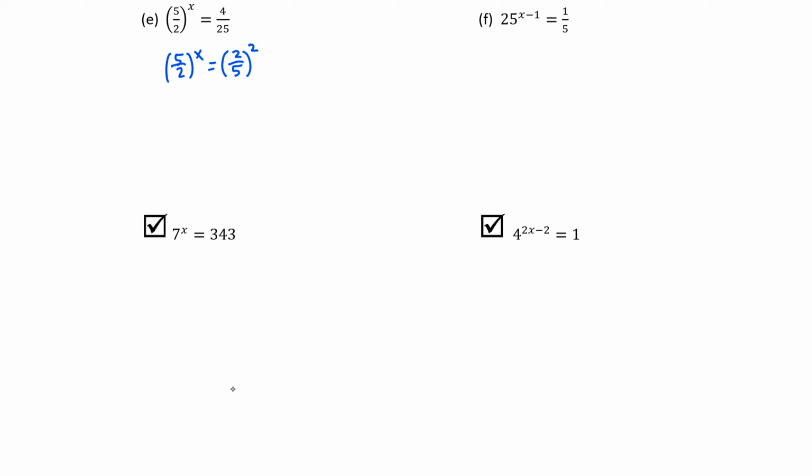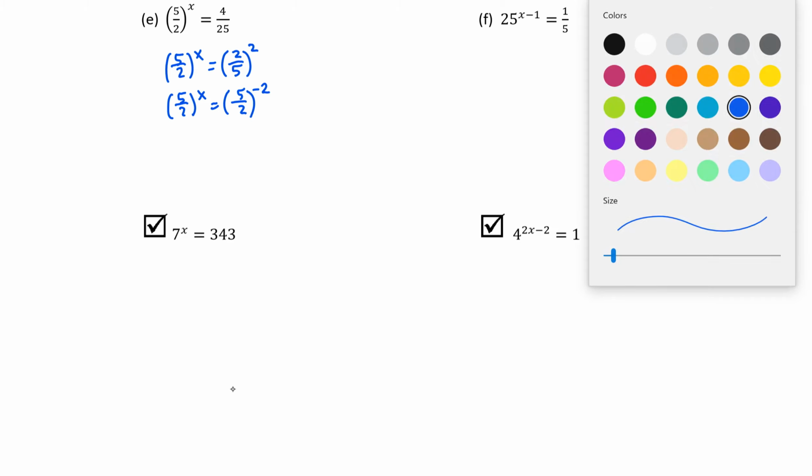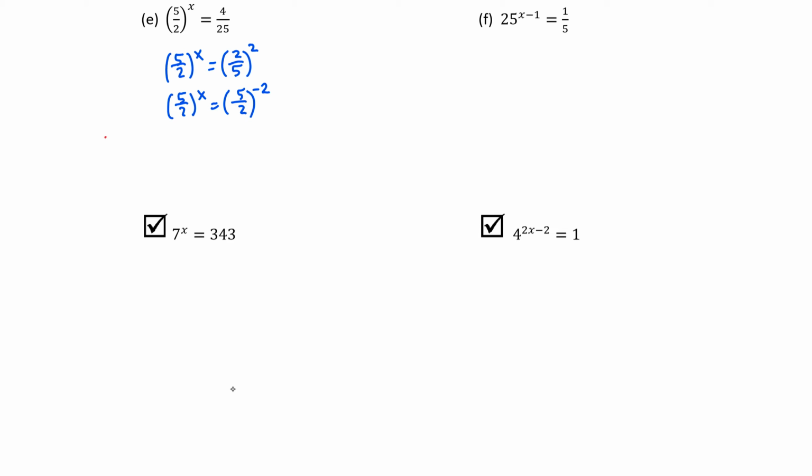But 5 halves and 2/5 are not like bases. We know that we can invert a fraction when we negate the exponent. So I'm going to flip the base over and change the sign of the exponent. Then we have achieved like bases. And look how easy our solution becomes. Again, we can logically say the exponents must be the same. So we have solved the equation for x. Now, a quick check on our calculator.